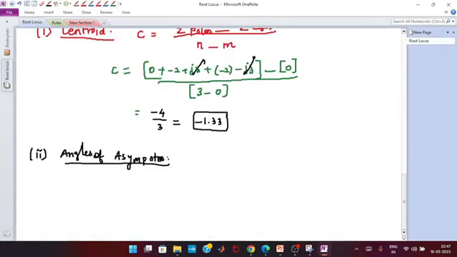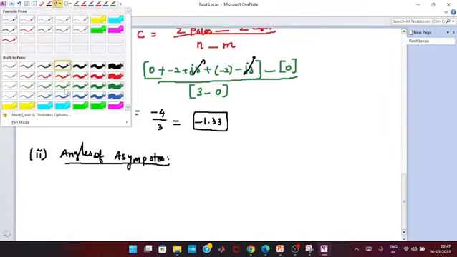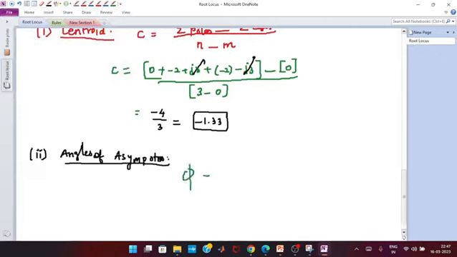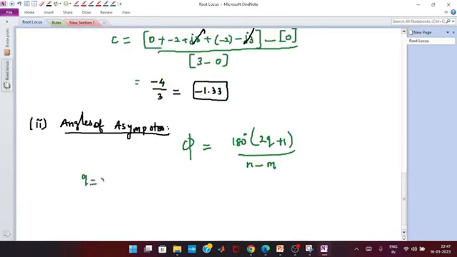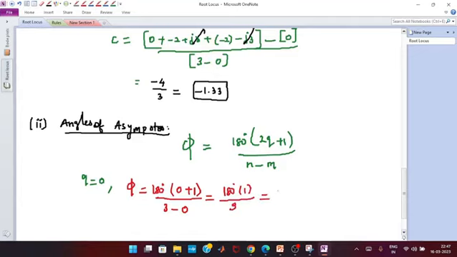So the angle of asymptotes is phi equal to 180 degrees into 2q plus 1 divided by n minus m. Here q could be 0, 1 or 2. Let me assume q equal to 0 and find the value of phi. For q equal to 0, phi is 180 degrees into 2 into 0, which is 0, plus 1, divided by n minus m: the number of poles is 3 and the number of zeros is 0. So 180 degrees into 1 divided by 3. The answer is 60 degrees.